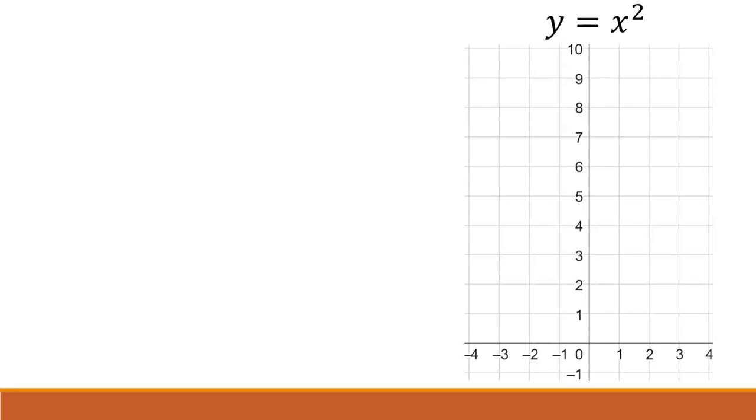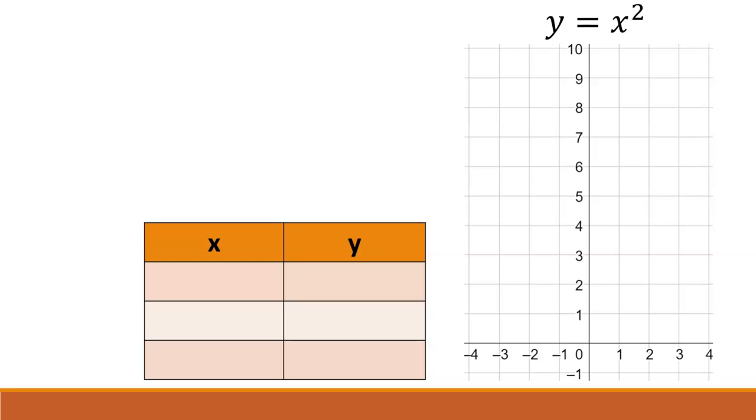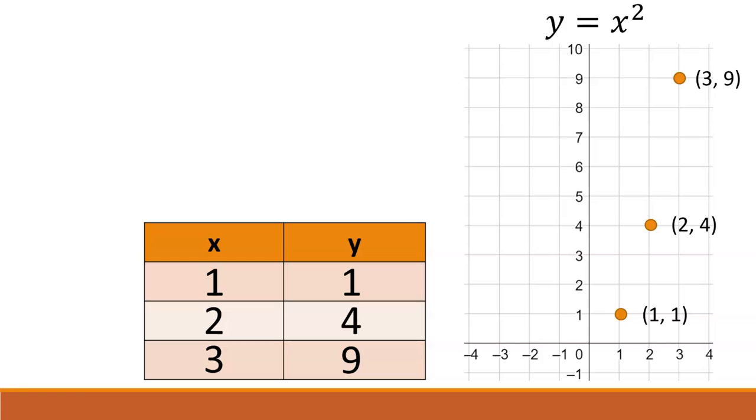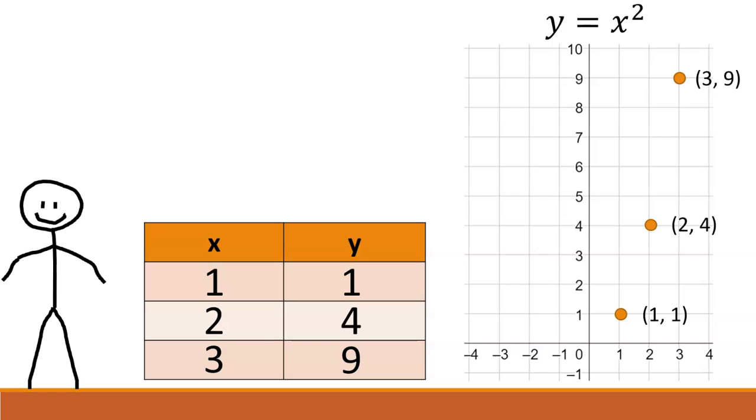Let's look at the graph of y equals x squared, and we'll do it by just making a table of values. When x is 1, 1 squared is 1 times 1, so that's 1. When x is 2, 2 squared, that's 2 times 2, which is 4. And when x is 3, 3 squared is 3 times 3, which is 9. So now let's graph the points and see what we've got. Do you notice that the points do not lie on a straight line?